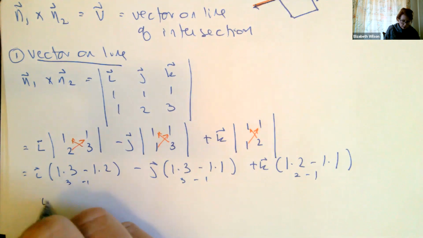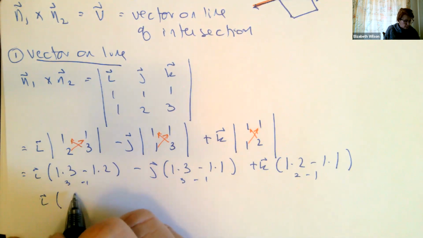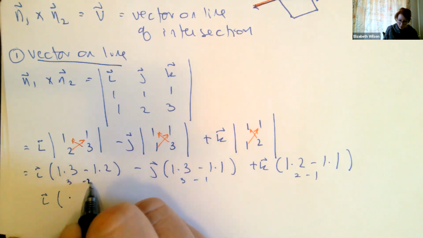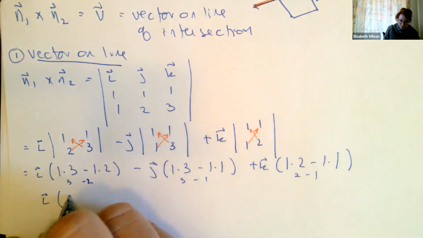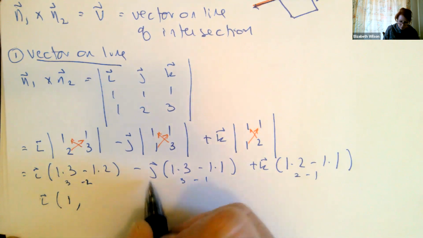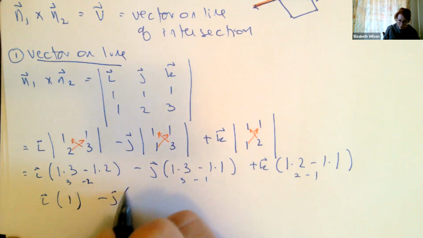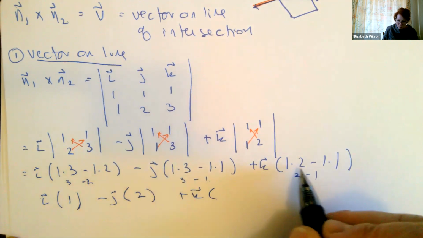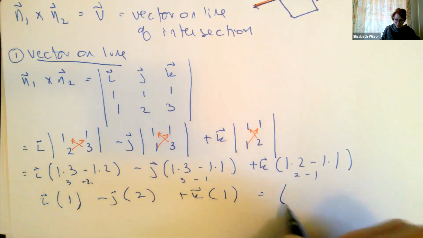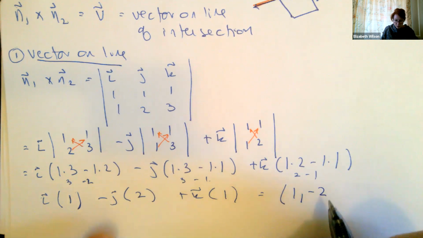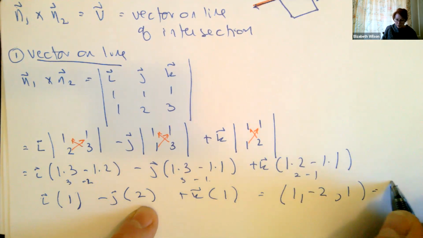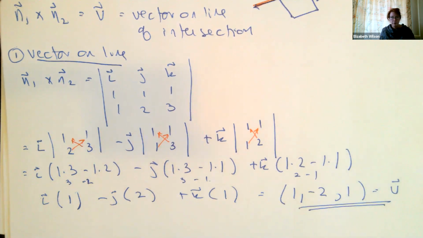So our vector becomes, whoops, sorry, 3 minus 2, I thought I made a mistake. So 3 minus 2 is 1. This is minus j, 3 minus 1 is 2, plus k gives us 2 minus 1, which is 1. That gives us a vector that's (1, -2, 1). So this gives us our vector on the line, okay?